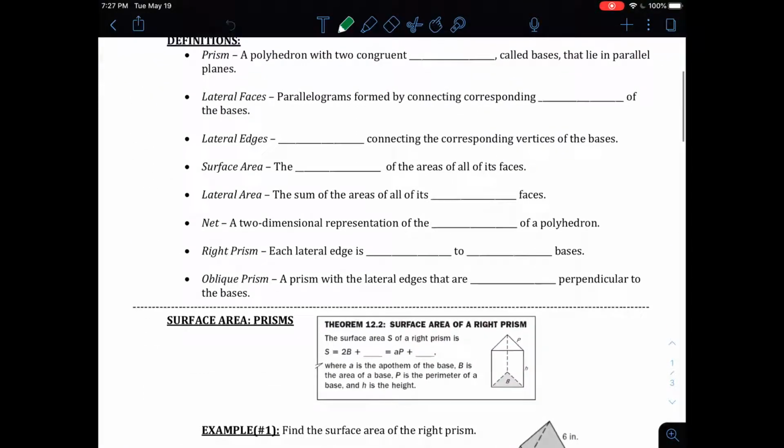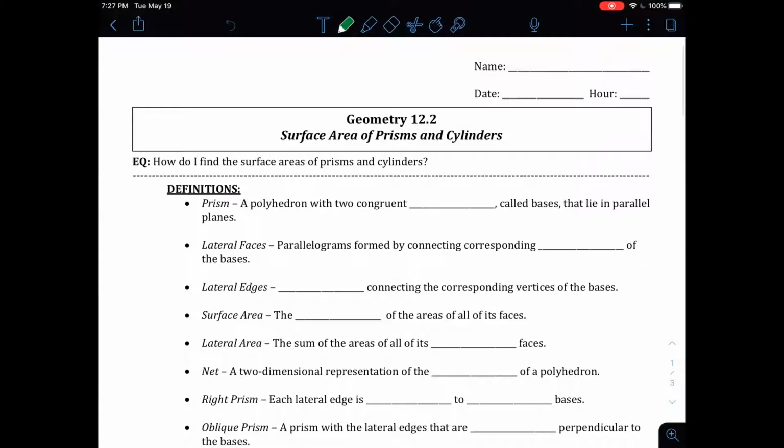Okay, so we have a lot of definitions to fill in today. We'll do the best we can here. It's a lot to get through, but it's not that long of a lesson. It's just a lot of definitions. So let's get right into it.